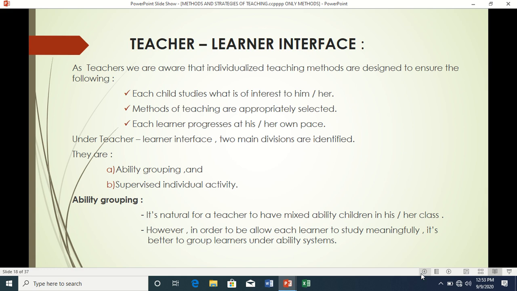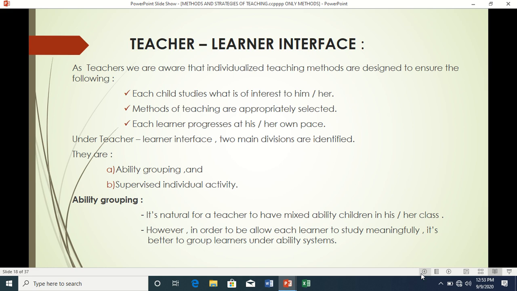So on the teacher-learner interface, two main divisions can be identified, where we have ability grouping and supervised individual activity. Let me say that again. Ability grouping and supervised individual activity. These two come under that broad topic, teacher-learner interface. What is ability grouping? You agree with me that naturally, as teachers, we find in our classroom situations mixed ability children, mixed groups in our classes.